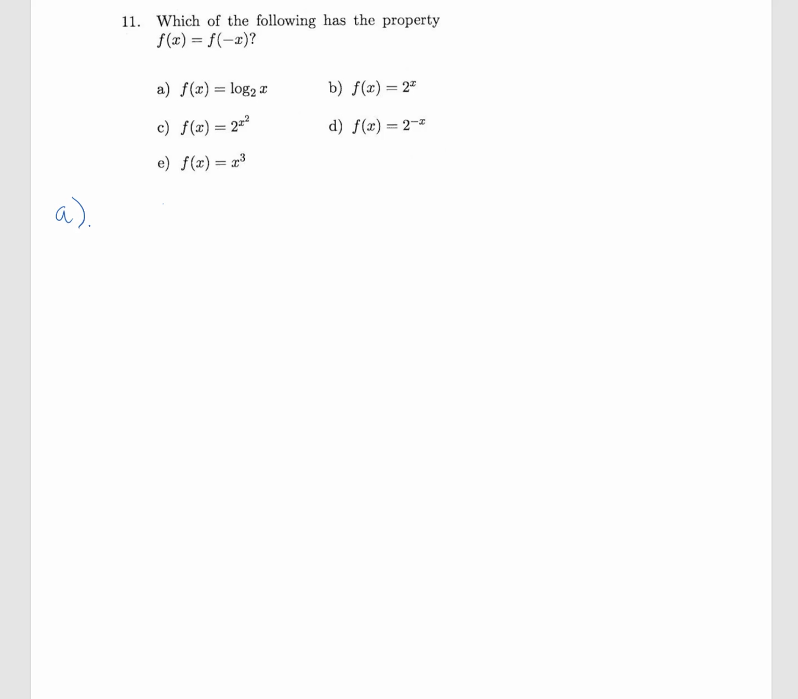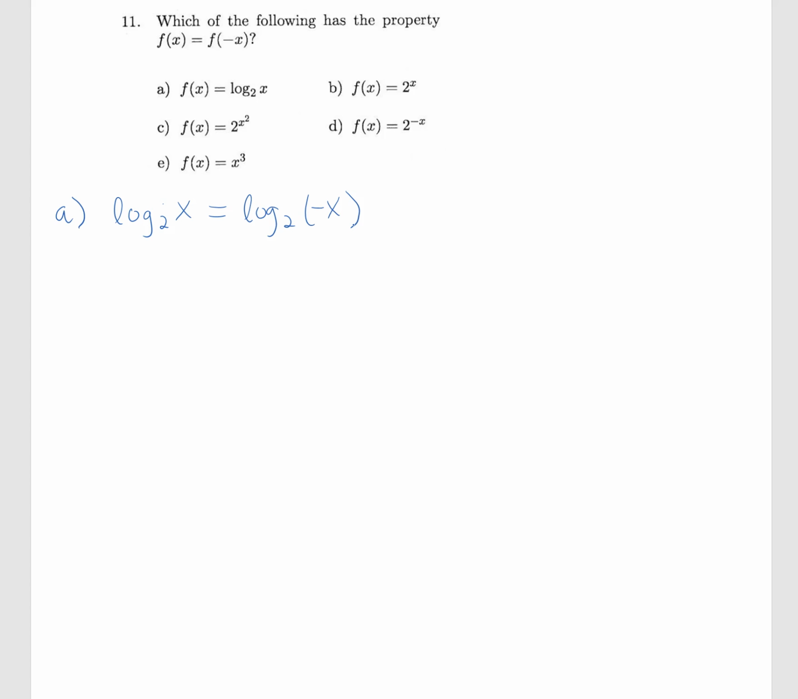With option A, if we try to perform this property on it, log base 2 of x should equal log base 2 of negative x. And if we think about this, the right side of this equation doesn't even make sense, because we can never have the log base anything of a negative number, because anything to the power of something else is going to be a positive number.